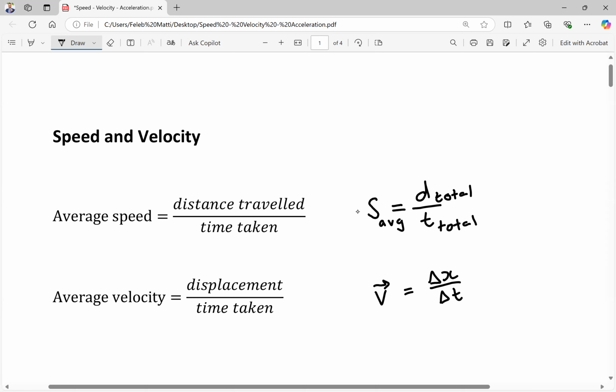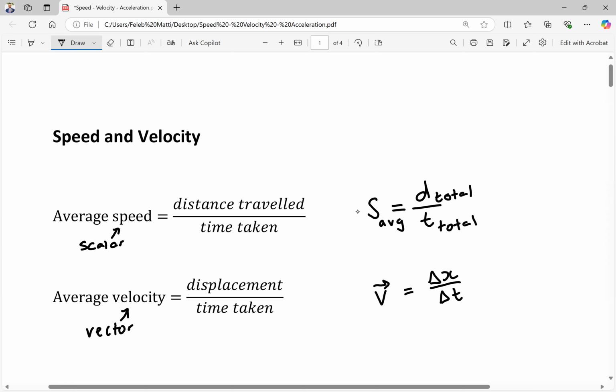So speed is a scalar quantity. It doesn't have direction. It has magnitude only. And velocity is a vector quantity. It has magnitude and direction.